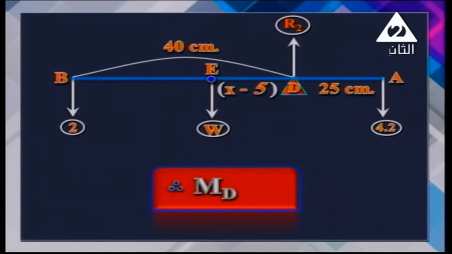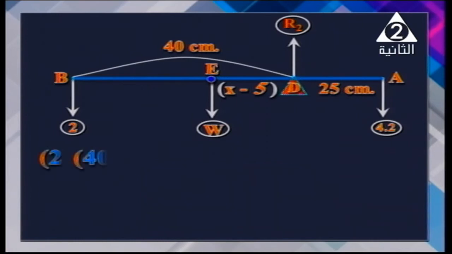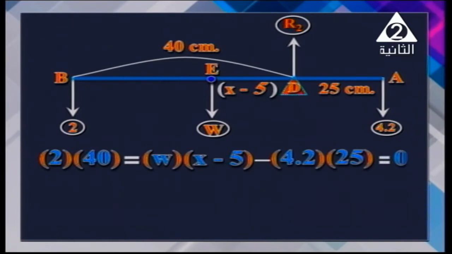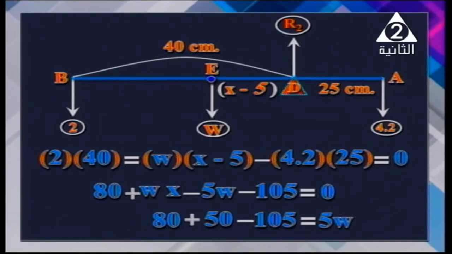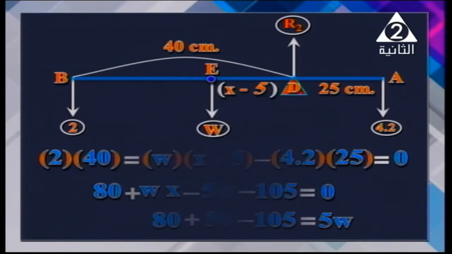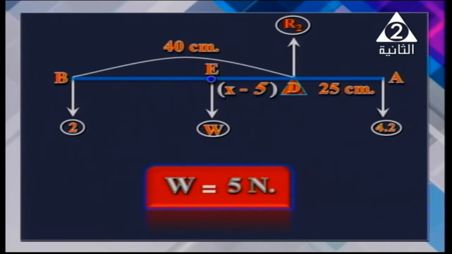For equation number 2, we find the moment about D also equals 0. Therefore, we deduce the second equation: 80 plus Wx minus 5W minus 105 equals 0. Therefore, 80 plus 50 minus 105 equals 5W, by using Wx equal 50. Therefore, we find the value of the weight of the rod equals 5 Newton.